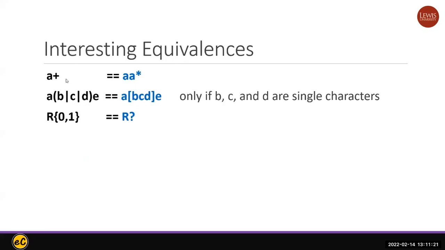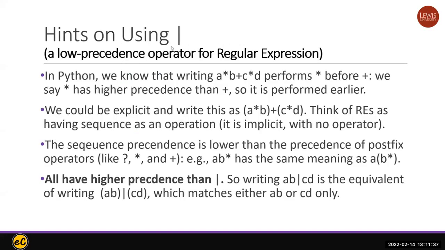Okay, and you have A plus equal to AA star, that's equivalent. ABCDE is equivalent to A bracket B, C, D, E. A R question mark means R, 0 or 1 time. Okay, the vertical bar is the OR operation, okay, optional.